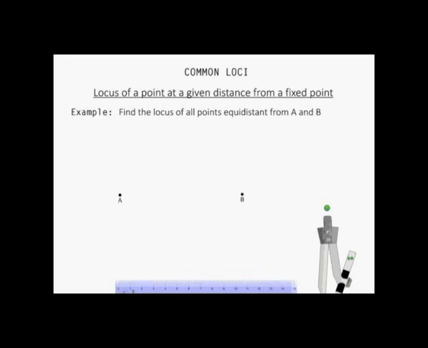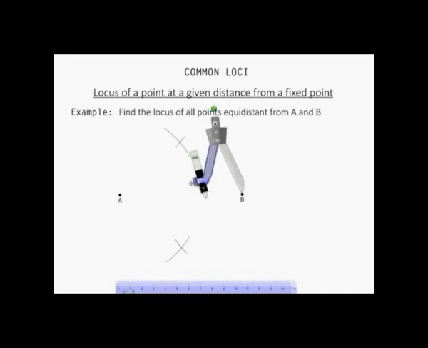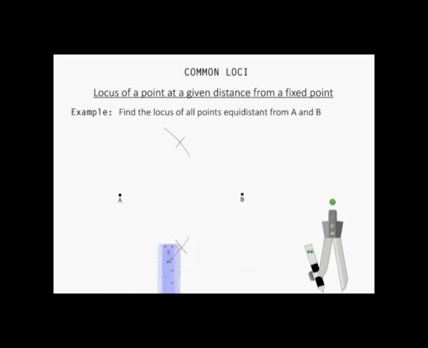So we construct a perpendicular bisector of the distance AB. Place the compass at point A. Open it to more than half the distance AB. Move it up and draw an arc. Move down and draw another arc. Without changing that distance, place it at B. Draw an arc. Move down and draw another arc. Now join the intersections and we shall have the perpendicular bisector.